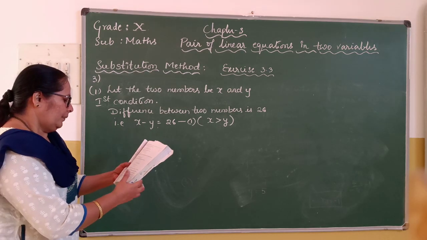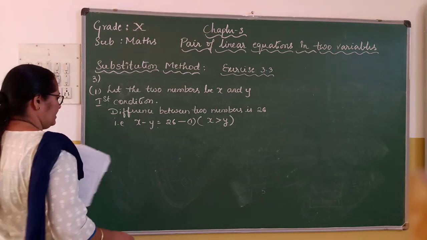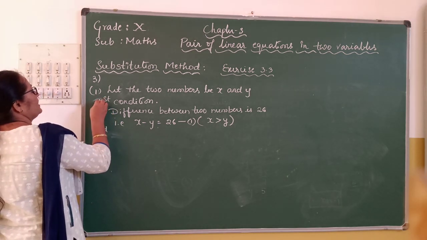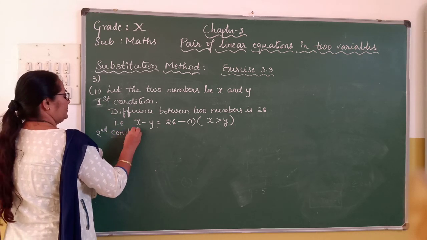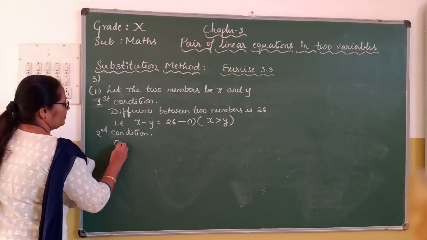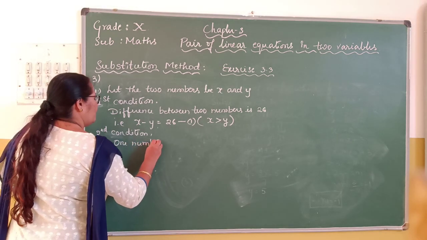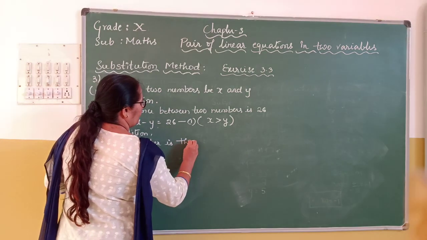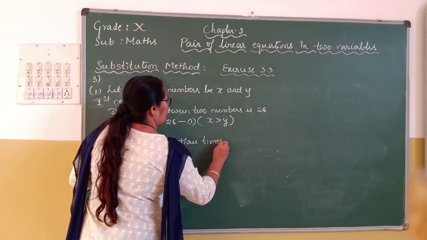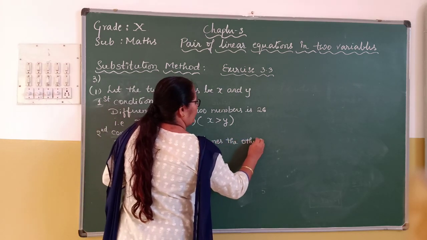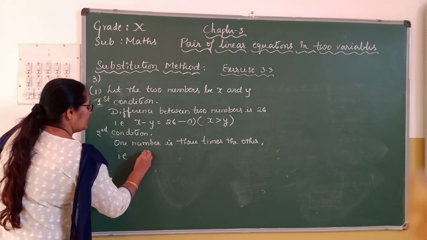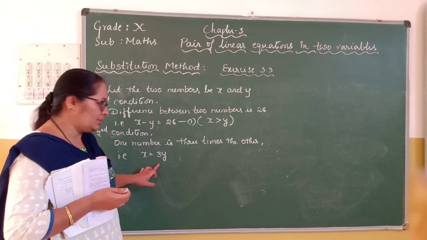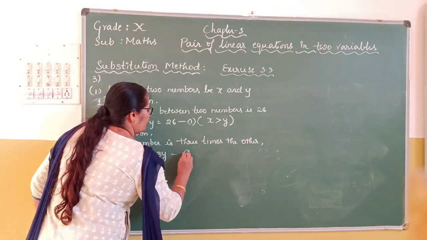Now, second equation. One number is 3 times the other. The next condition, second condition. This is the first condition. Second condition: one number is 3 times the other. That is x equals 3y. y is the smaller one. So x equals 3y. This is the second equation.